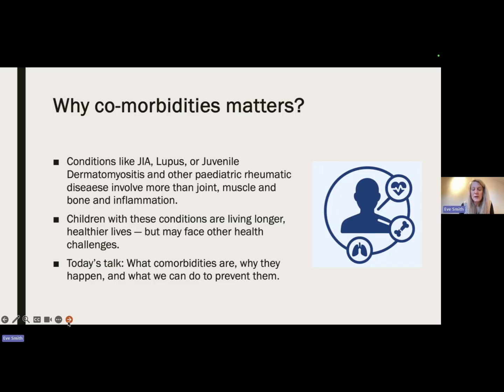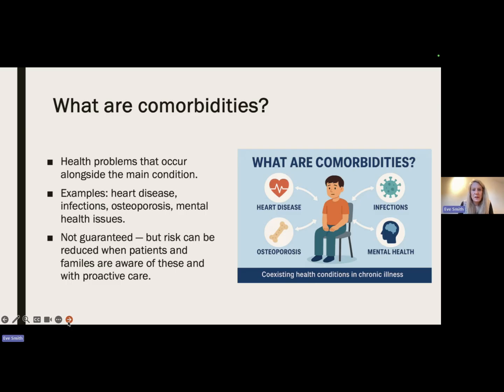So what comorbidities are, why they happen, and what we can do together to try and prevent them. So comorbidities are essentially a health problem that happens alongside the main condition. So you might have GIA, and you might have another condition, and that other condition would be a comorbidity. Examples of this would be if someone, either during childhood or later on, was to develop heart disease, infections, osteoporosis, like thinning of the bones, or mental health issues. So they're all in addition to that main primary health problem.